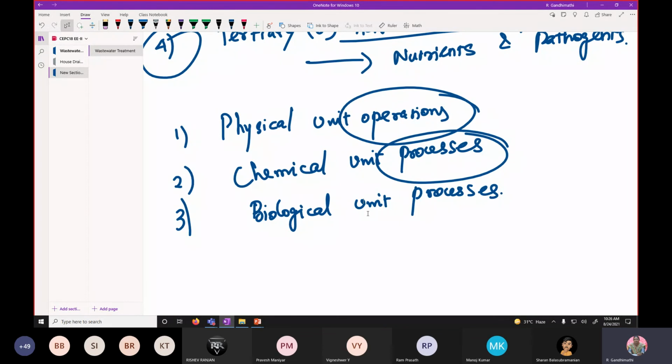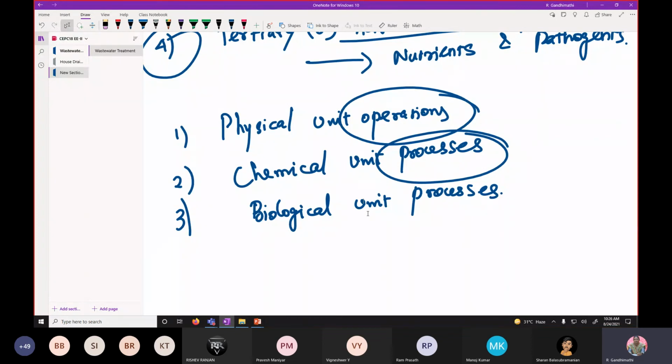Then chemical unit processes. Maybe you have studied sedimentation aided with coagulation. You are adding alum, and there are chemical reactions. I am talking about water treatment now, but in wastewater treatment also we do some chemical coagulation. We add certain chemicals to remove pollutants from the wastewater. Some reactions take place that lead to the removal of contaminants. That is called chemical unit processes.